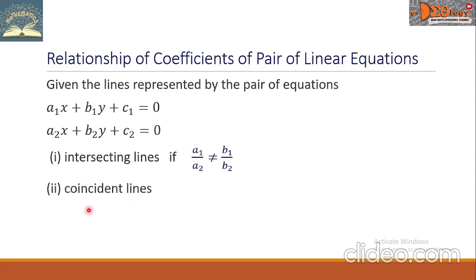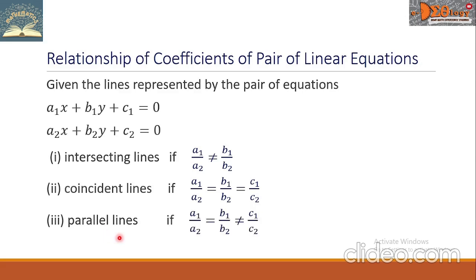Or we call them coincident lines if a sub 1 over a sub 2 equals b sub 1 over b sub 2 equals c sub 1 over c sub 2. Third possibility, this pair of equations are parallel lines, if a sub 1 over a sub 2 equals b sub 1 over b sub 2 is not equal to c sub 1 over c sub 2.